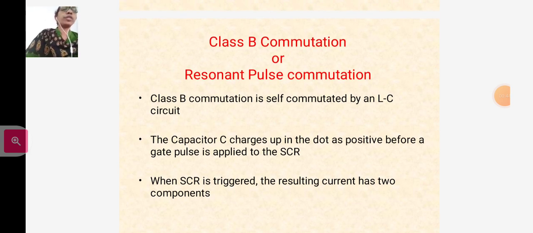In class B commutation, this type of commutation is achieved by using LC circuit elements. The capacitor C charges as positive at the upper plate. Class B commutation is self-commutated by an LC circuit. The capacitor C charges up with the dot as positive before a gate pulse is applied to the SCR. When the SCR is triggered, the resulting current has two components.